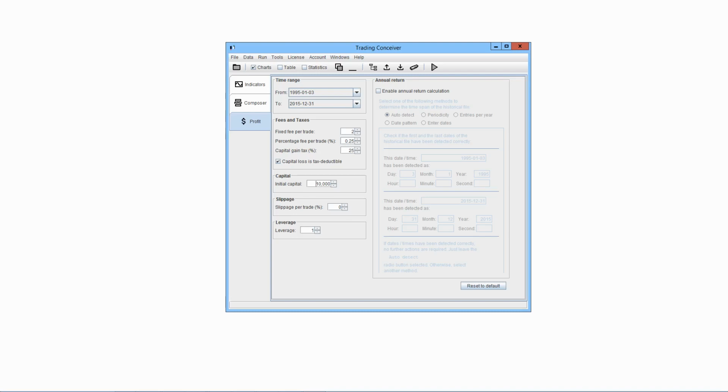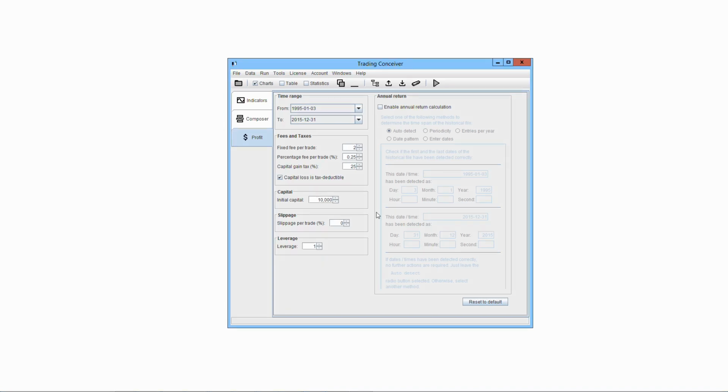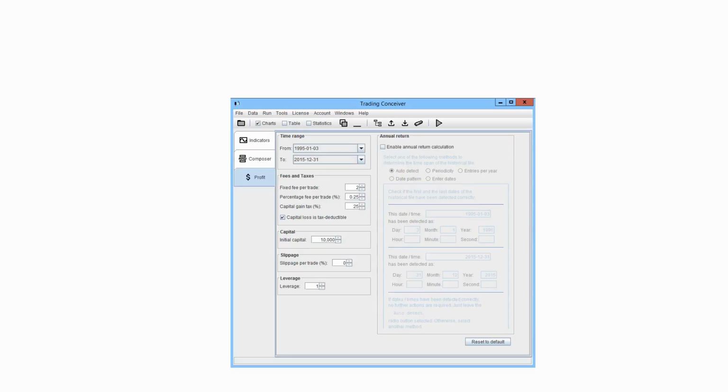When opening a position, all the available capital is invested, taking into account the brokerage fees, both fixed and percentage. When closing an operation, the following steps are taken in this order. A profit is calculated by comparing the prices when opening and when closing the position. This profit is worsened by the slippage.